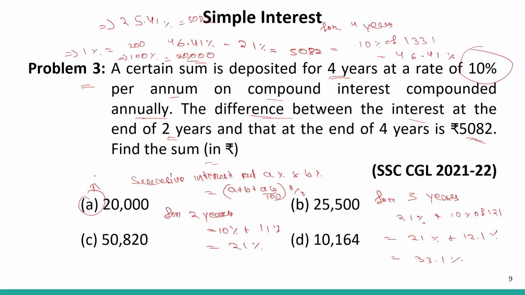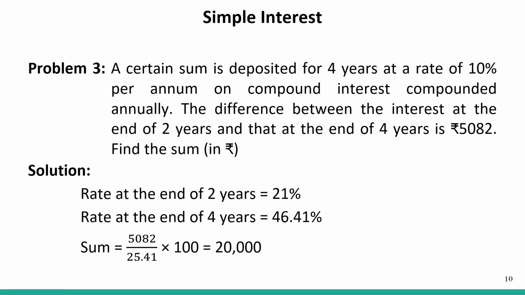So the only correct answer here is A. Okay, so B, C and D, these are all wrong answers. So A, which is 20,000, is the correct answer. Okay, so let's see problem number 3.